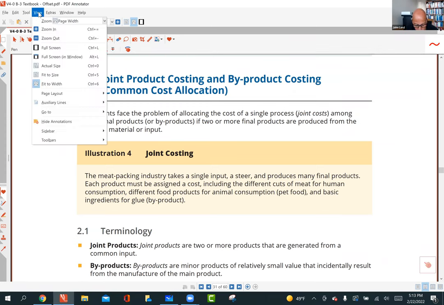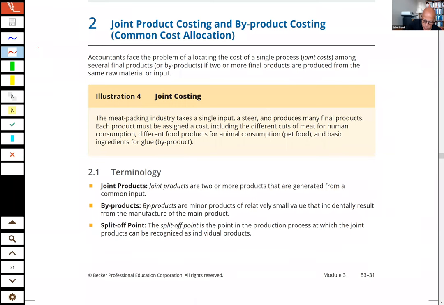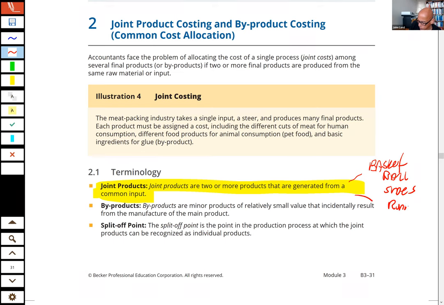Okay, so we'll have two different products that are somehow related. Okay, for example, let's just look at the notion here. Joint products are two or more products that are generated from a common input. And I've seen this described, say we have Nike and say we have basketball shoes. We have running shoes.